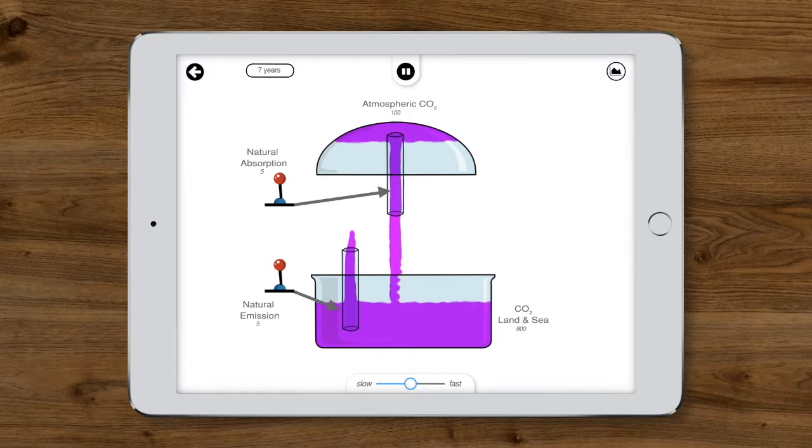As we simulate, notice that the system is in dynamic equilibrium. That means that the model is moving and running, but the CO2 levels stay constant over time.